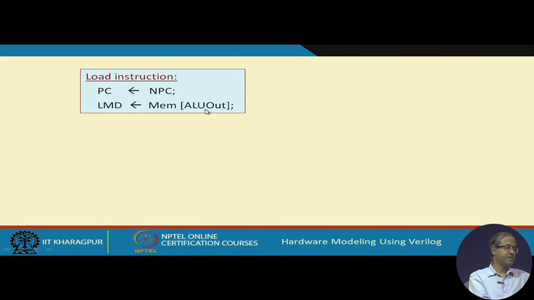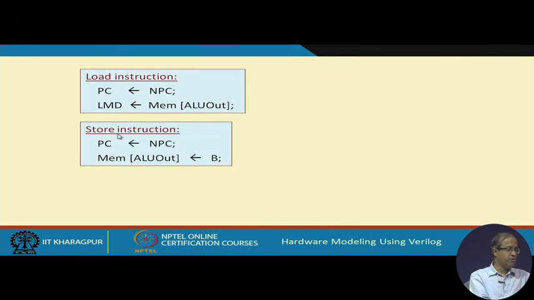So, you access memory with that address, and the data that is coming out you temporarily store in a register LMD, load memory data. Okay. This is also a temporary register. For the store instruction it is just the reverse. Well, first thing is again NPC goes to PC, and whatever is there in B, that you store in memory at the address in ALU out, because for a store instruction the second operand is the target.